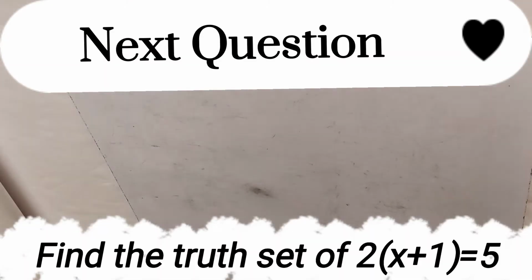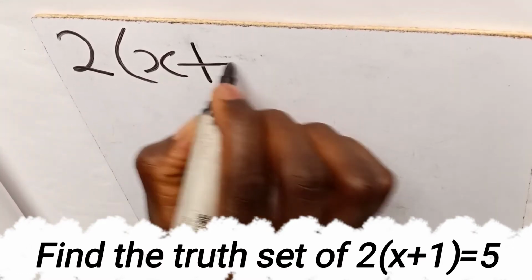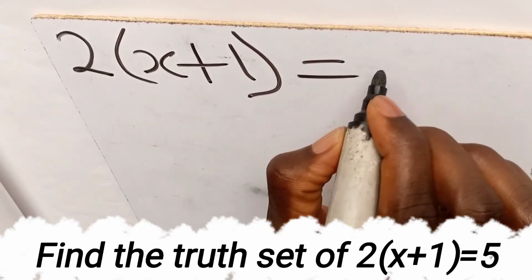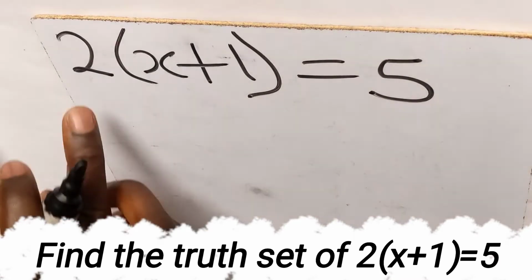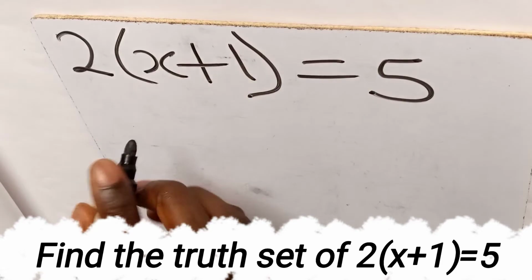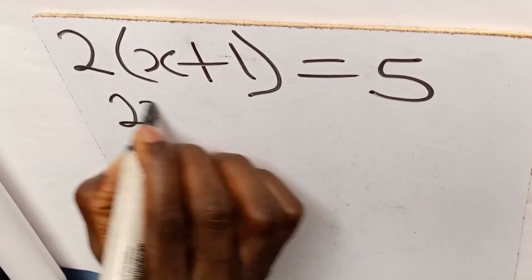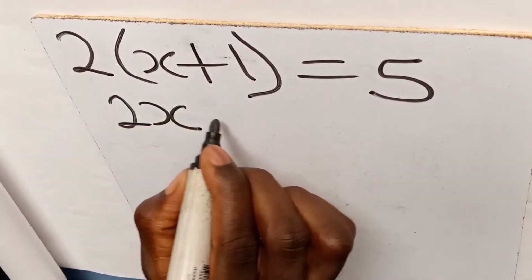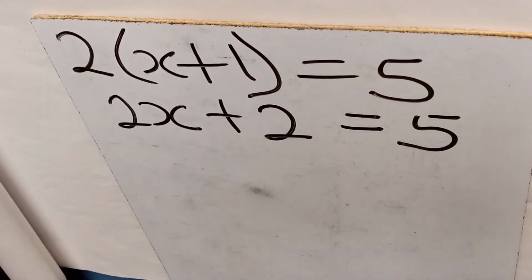Our next question is to find the truth set of 2 multiplying x plus 1, equal to 5. Okay, so that's 2. You multiply 2 by each term in the bracket. You have to expand the bracket. So 2 multiply x gives you 2x. 2 multiply positive 1 gives you 2, then equal to 5. When you are done, you group like terms. Okay, so those that are alike, you write them at one side and then you continue.